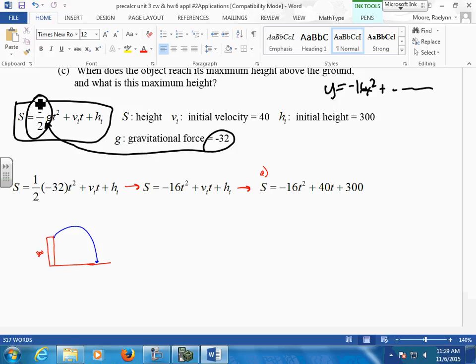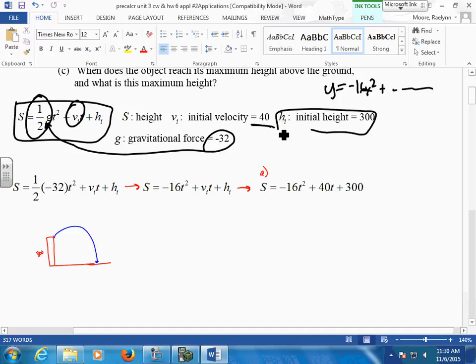Now, your velocity is what comes in this middle. A lot of times kids say, how do they get that middle number? That's where your velocity comes from. The H, the last part, that's our y-intercept. That's how high we start. That's where your parabola begins.